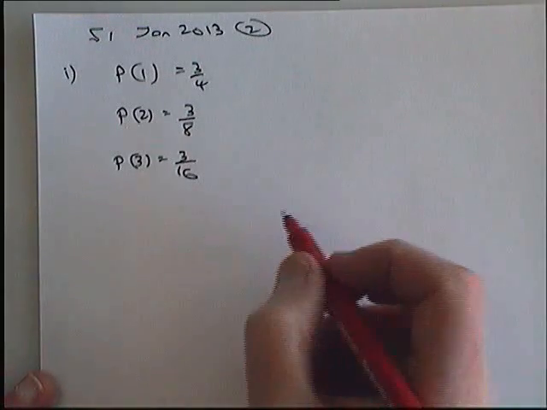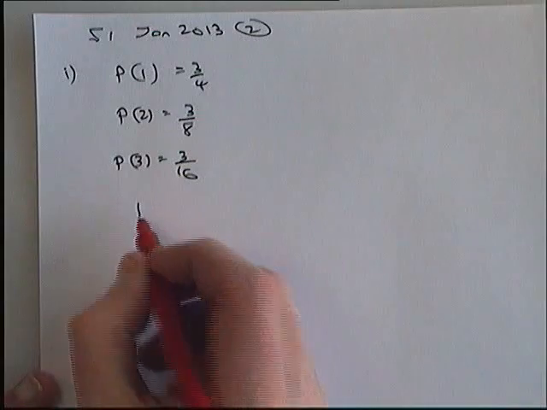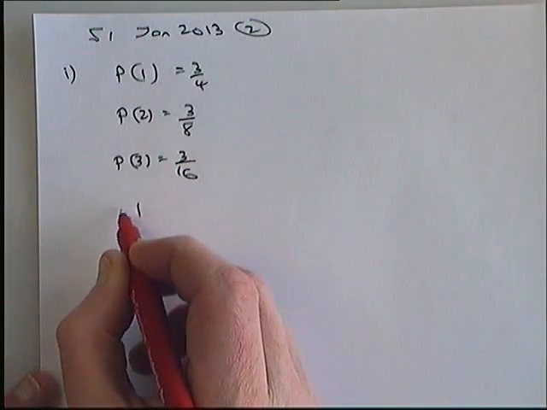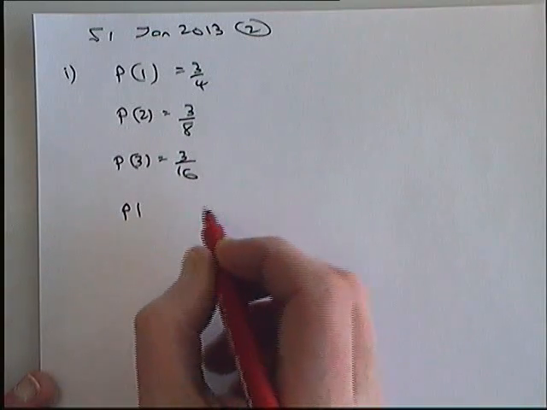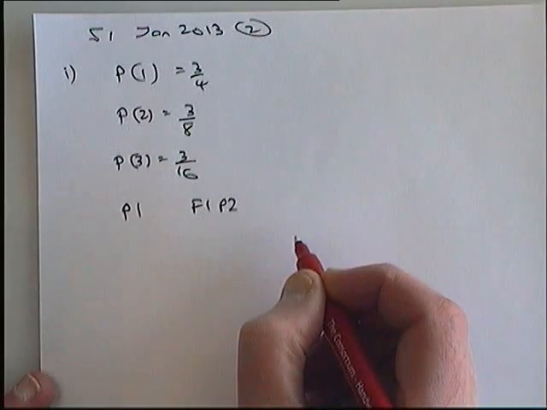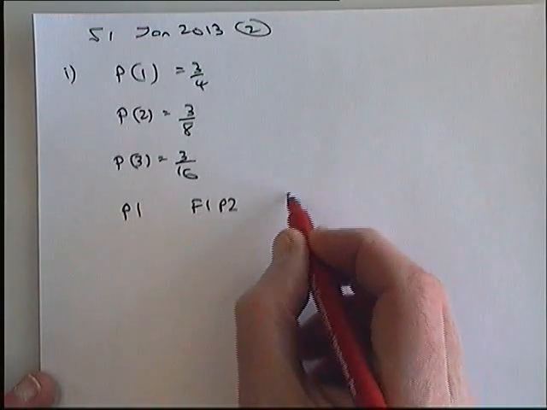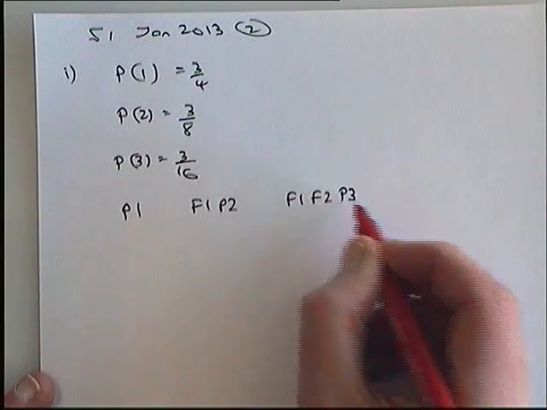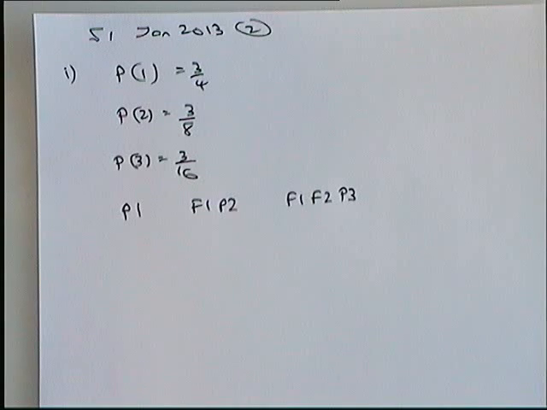So, to succeed overall, she either passes on the first one, which I'm going to denote as P1, or she fails the first one, passes on the second attempt, or she fails the first one and fails the second one and passes on the third attempt. Those are the routes that we can go down for her to successfully complete this.